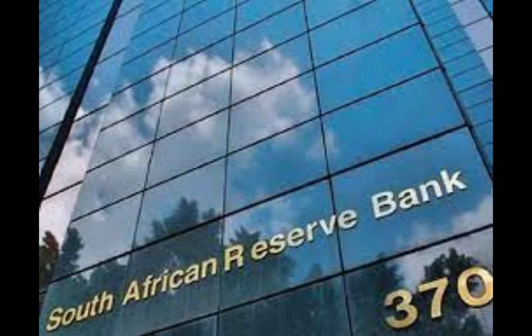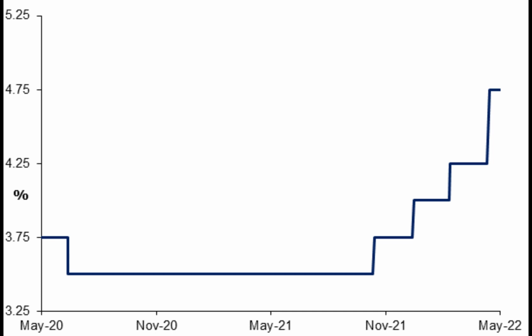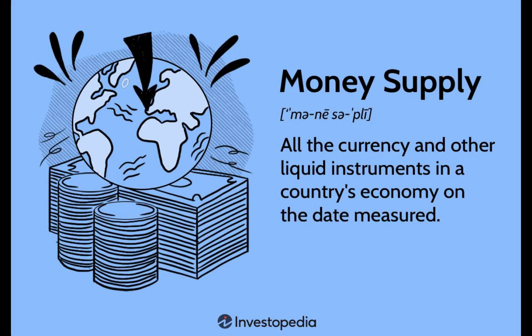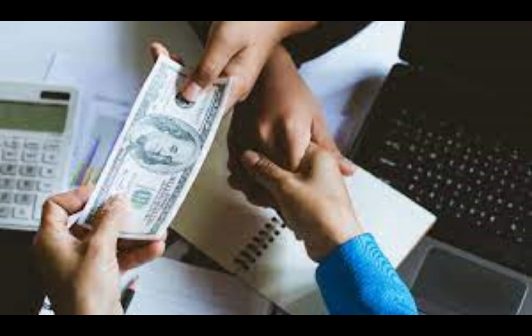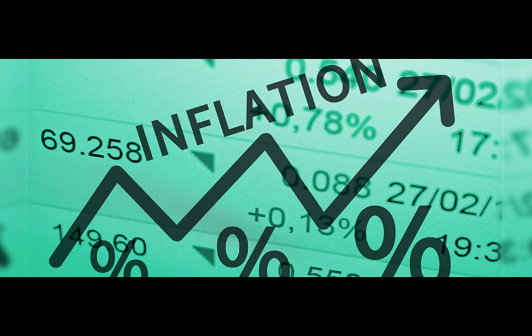Central banks around the world implemented expansive monetary policies in response to the pandemic, such as cutting interest rates and increasing the money supply. This increased the amount of money in circulation and made it easier for people and businesses to borrow, which boosted demand and contributed to higher inflation.